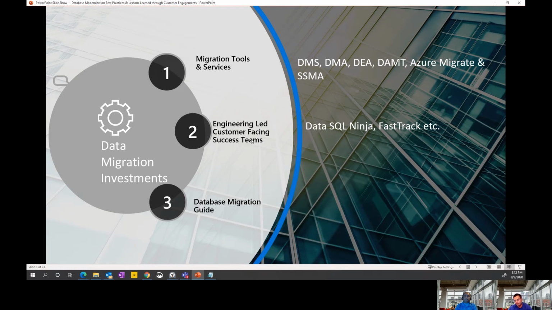And then from an engineering white glove and engineering-led customer-facing success experience perspective, Data has made an exclusive investment in the form of Data SQL Ninja. And then you might have already heard about Fast Track teams, an engineering team that is currently working hand in hand alongside many of you, right? And then from the scale perspective, datamigration.microsoft.com, this is a URL. If you don't know, please bookmark this, right? There is a lot of innovative things we are publishing and scaling through this.